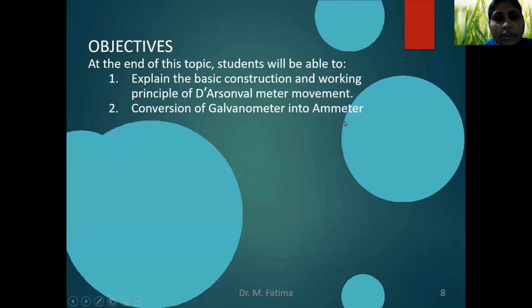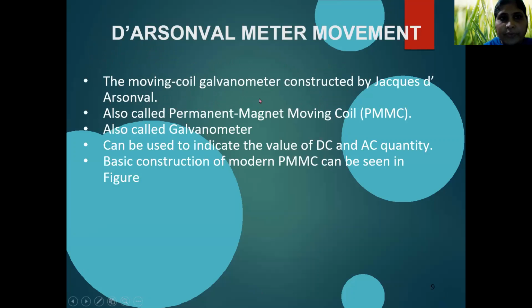Objective: at the end of this lecture, the students will be able to explain the basic construction and working principle of d'Arsonval meter movement and the conversion of galvanometer into ammeter. The galvanometer is the d'Arsonval meter.